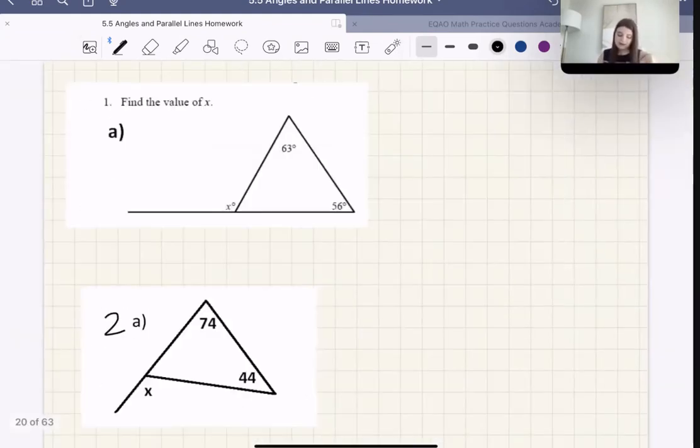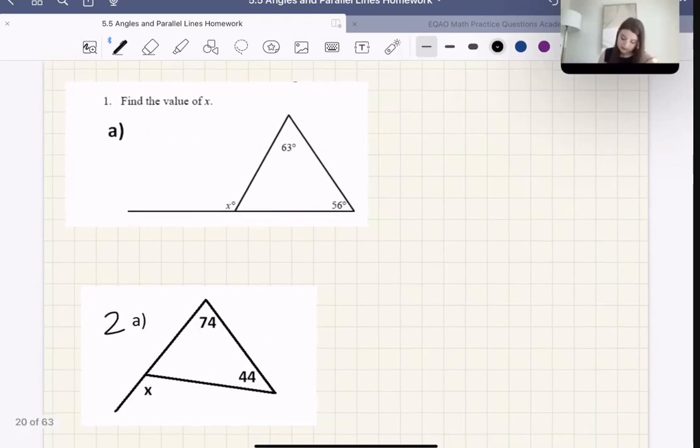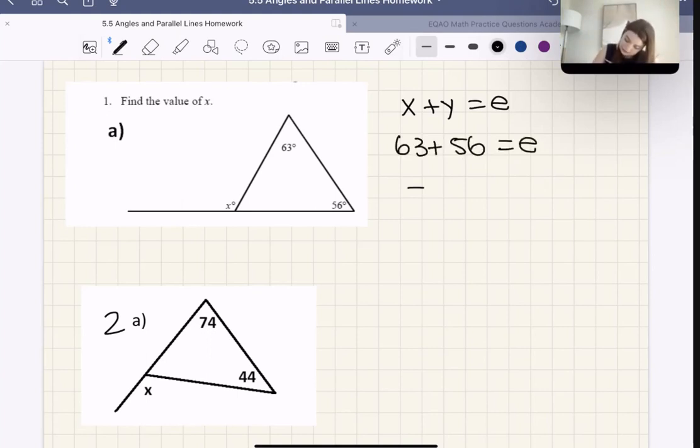Okay, so let's start with this first one here. Find the value of x. Well, for this one and all the other ones in problem 1, all we must do is use the exterior angle theorem that x plus y equals E, right? E, the exterior angle. So in this case, 63 plus 56 equals E. So therefore, E equals, well, we just got to plug that into our calculator. 63 plus 56 is going to be 119. 119 degrees. And then there we go. That's our answer.